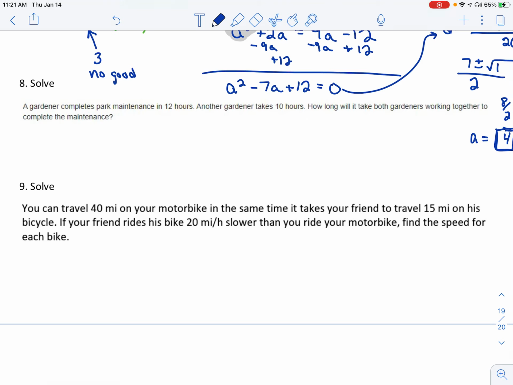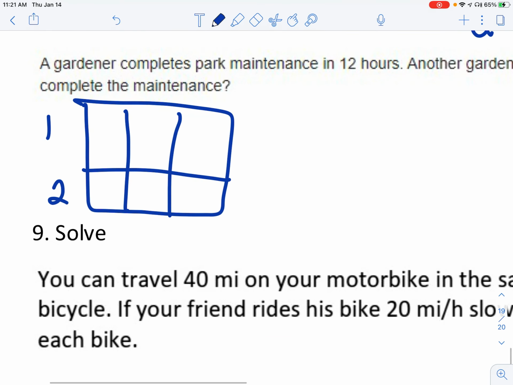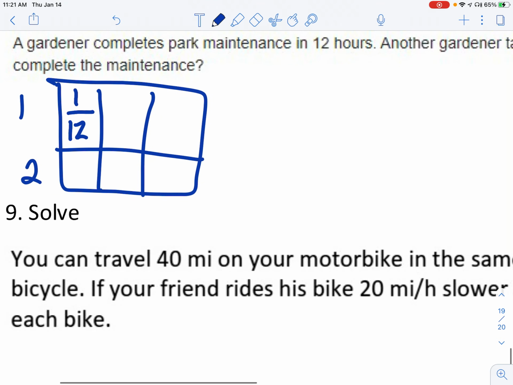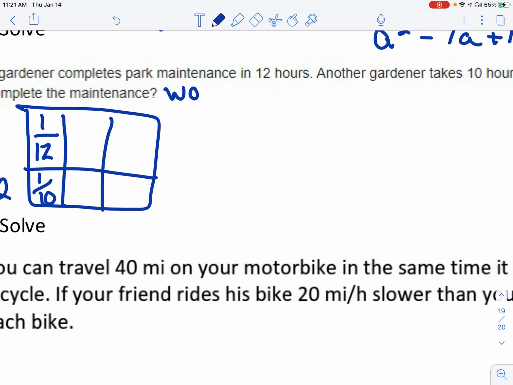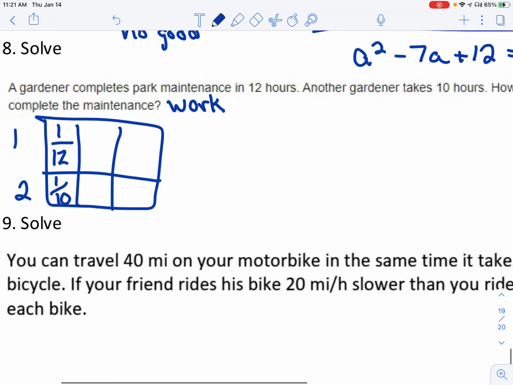A gardener completes a park maintenance in 12 hours. So gardener number 1. This is definitely a work problem. They're doing a job. Another gardener takes 10 hours. How long if they're working together? Okay, so the first guy does 1 park in 12 hours. The second guy does 1 park in 10 hours. This is Chapter 8, Section 6, Part 2 notes if you need to look this up. This is a work problem. How long if they work together?